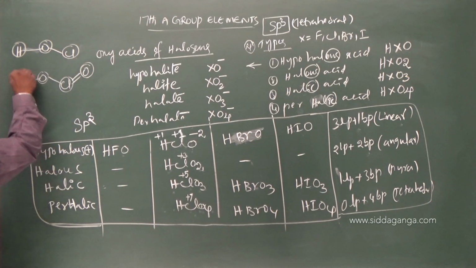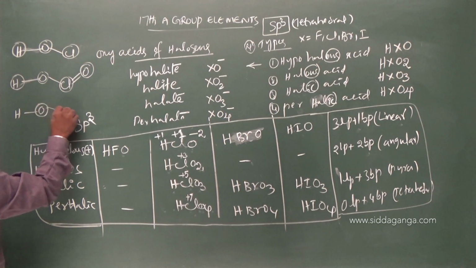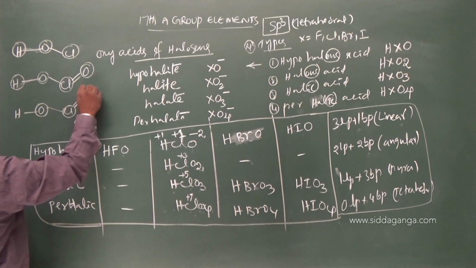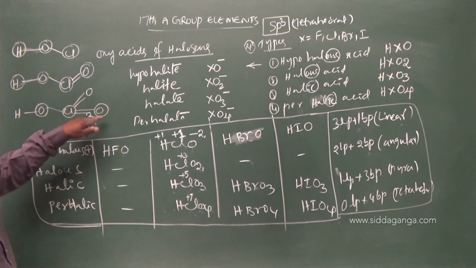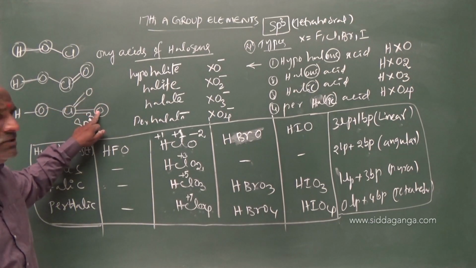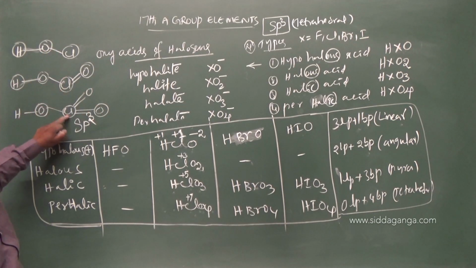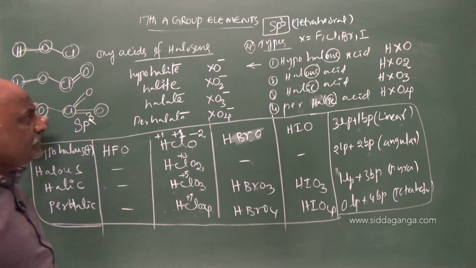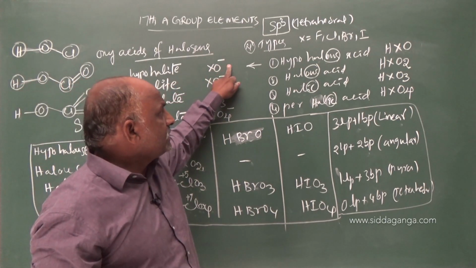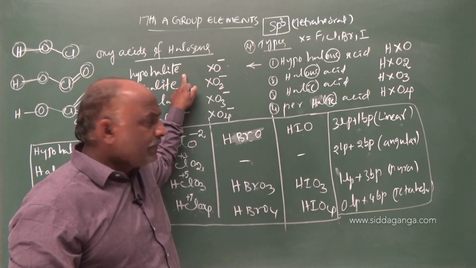For HClO3, bond Cl bond, double bond O, and here another double bond O. You just increase one oxygen atom each time, and you get linear, angular, pyramidal. We arrange this structure into pyramidal shape because we require the XO minus structure. XO minus means hypohalite.